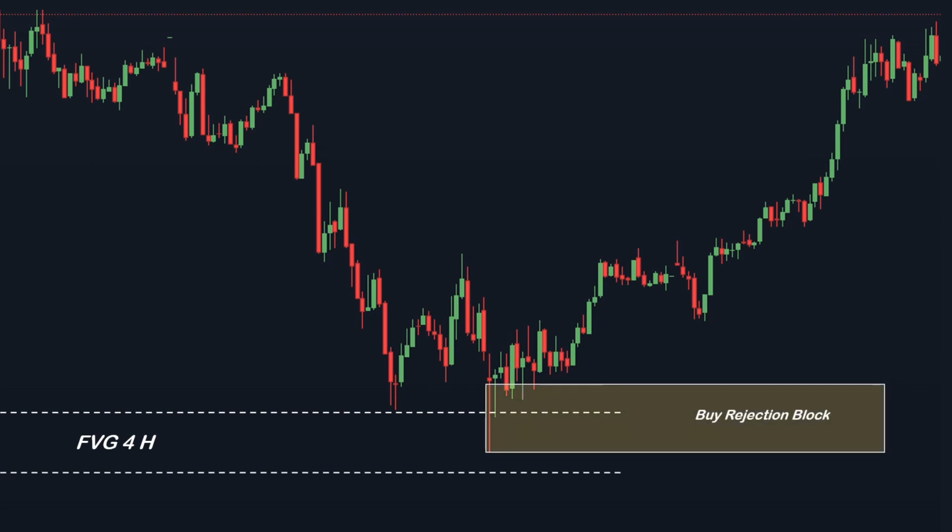Without this higher time frame confirmation, a rejection block might appear in areas where the market isn't likely to make a significant move, lowering the chances of a successful trade.